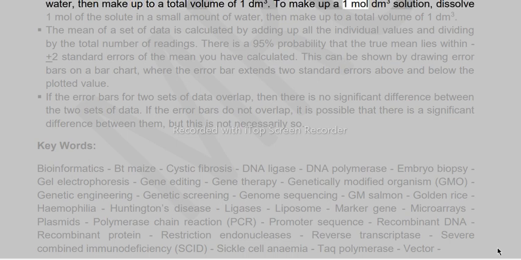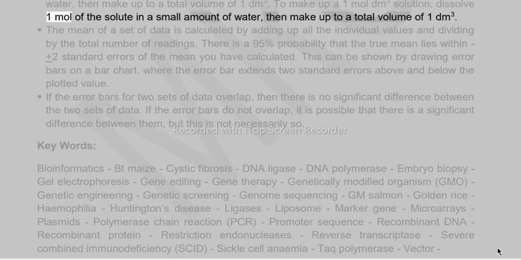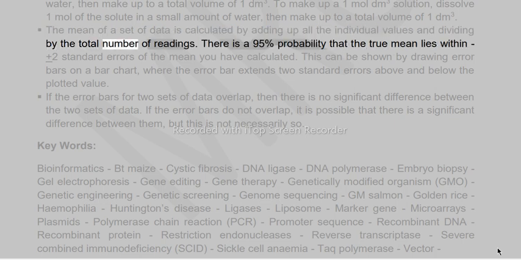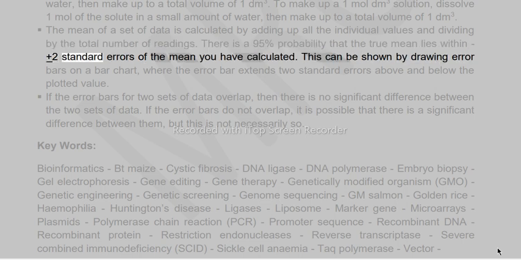To make up a 1 mol dm-3 solution, dissolve 1 mole of the solute in a small amount of water, then make up to a total volume of 1 dm3. The mean of a set of data is calculated by adding up all the individual values and dividing by the total number of readings. There is a 95% probability that the true mean lies within plus or minus 2 standard errors of the mean you have calculated.